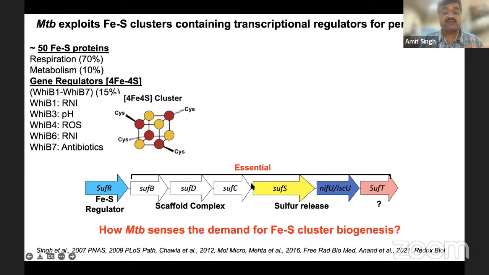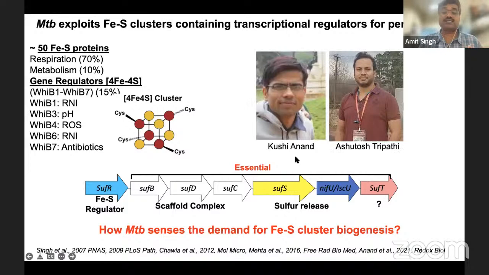So with this in mind, two postdocs in the lab decided to work on this operon. Kushi started working on the SUF system way back in 2016 or 2017, and Ashutosh picked up the last enzyme of the operon, SufT.